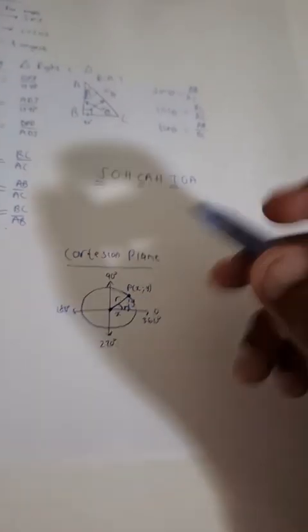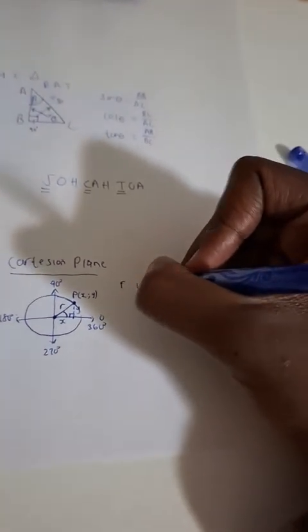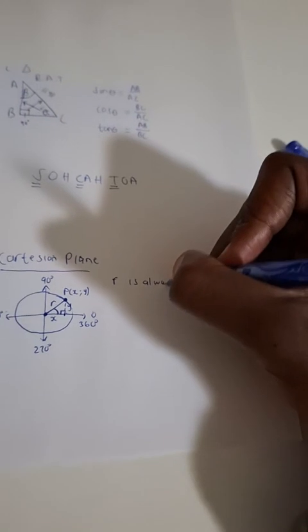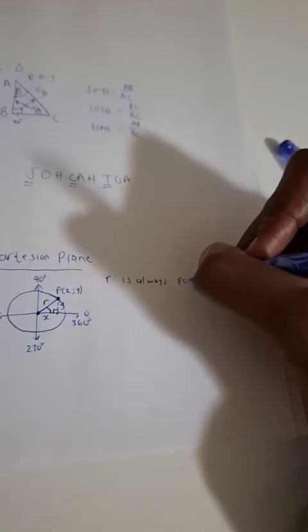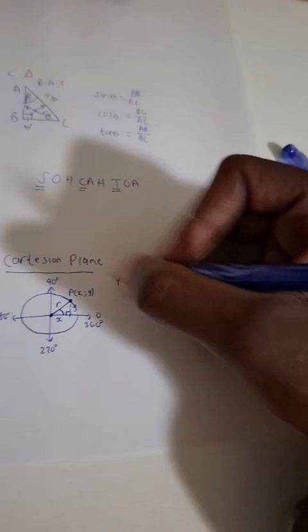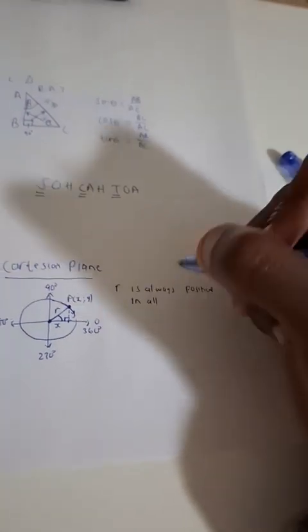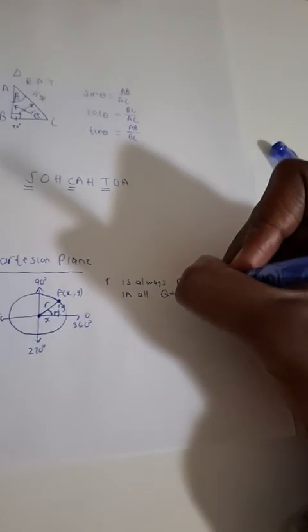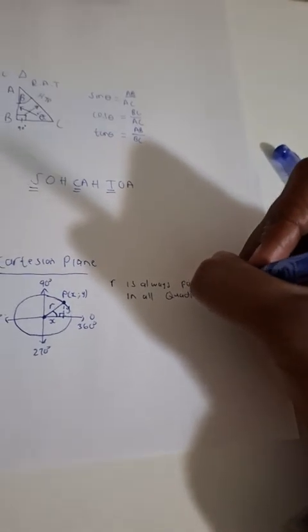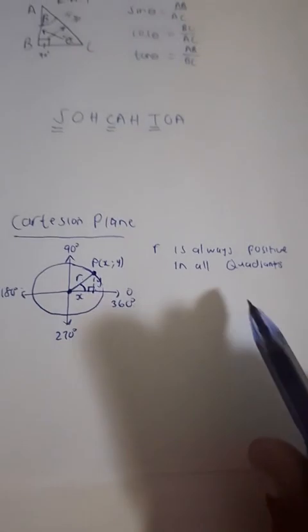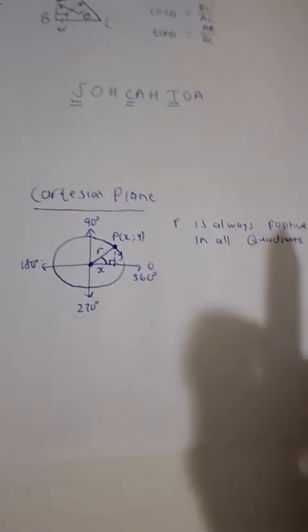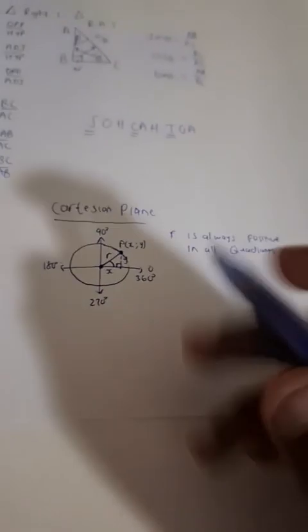And then r, something to note is that r is always positive in all quadrants. It doesn't matter which quadrant we are referring to. R is always positive, whatever quadrant we are referring to.